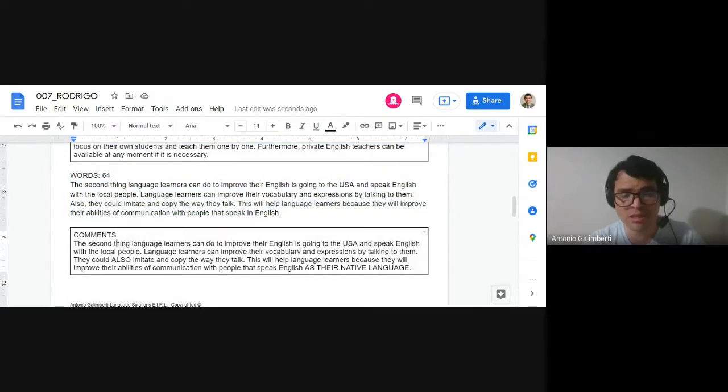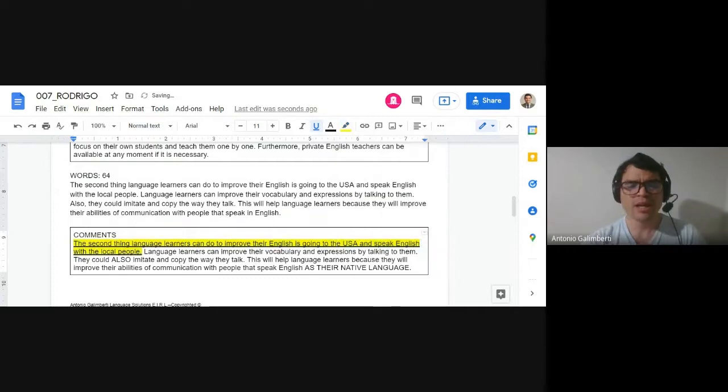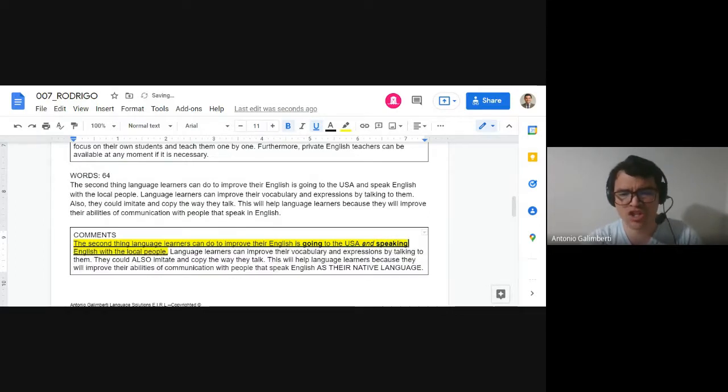And let's see what the second topic sentence is. The second thing language learners can do to improve their English is going to the US and speak English with the local people. This is nice. However, we have a problem with parallelism. What is the problem? If you are using ing here and you have and here, the verb that follows and also has to be in ing. Yeah, going and speaking, going and speaking English with the local people there.